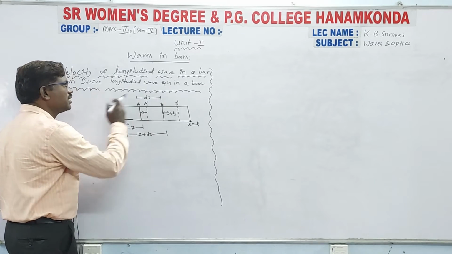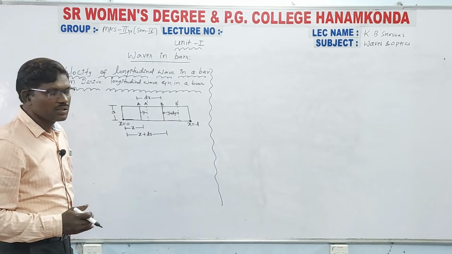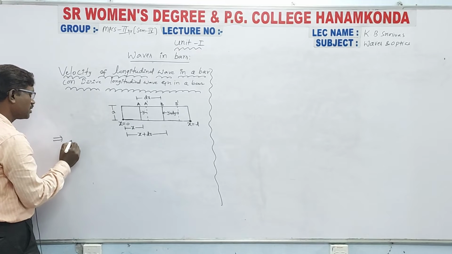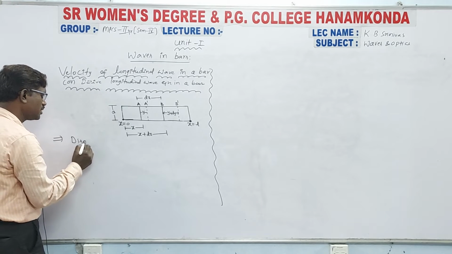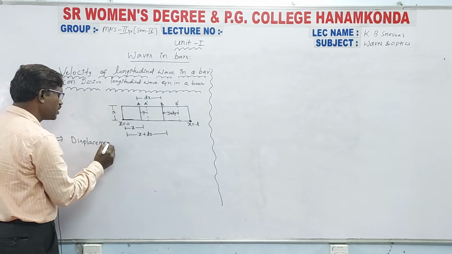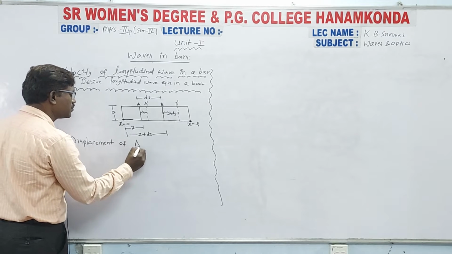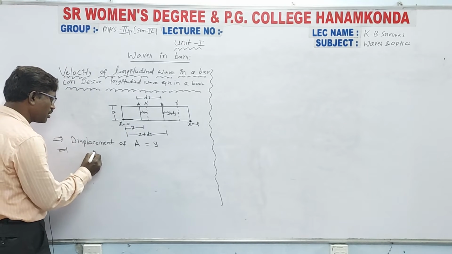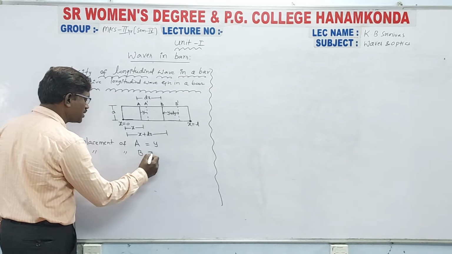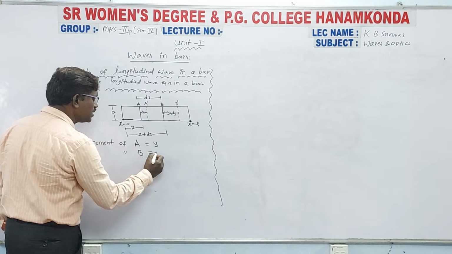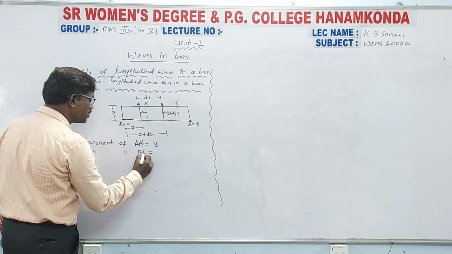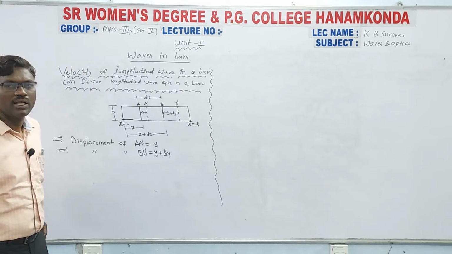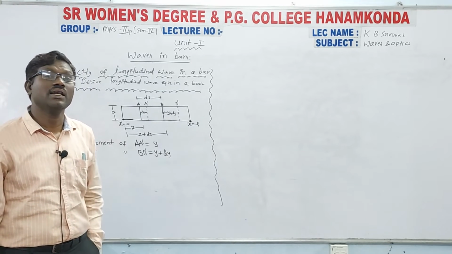I want to calculate the extension of the AB element due to the passage of this longitudinal wave. For that, what is the displacement of the A layer? Here I am writing point to point. Displacement of A is equal to how much? y. Similarly, the displacement of B, from B to B dash, this is A to A dash, this is B to B dash, is equal to how much? y plus dy.